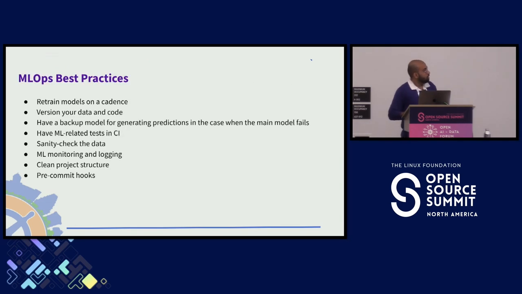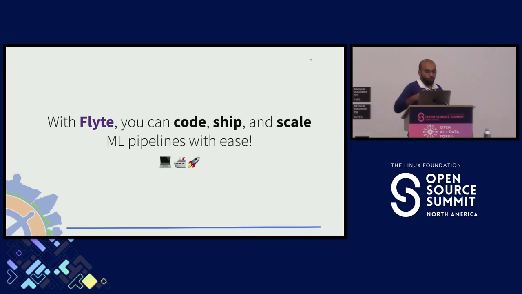Lastly, what are the MLOps best practices? We want versioning of our data and code. We want sanity checkpoints. We want ML monitoring and logging. How much time is it taking to train? How much time is it taking to test? And we want a very clean project structure. We want pre-commit hooks. So these are all the MLOps best practices which Flyte provides. So with Flyte, you can code, ship, and scale ML pipelines with ease.